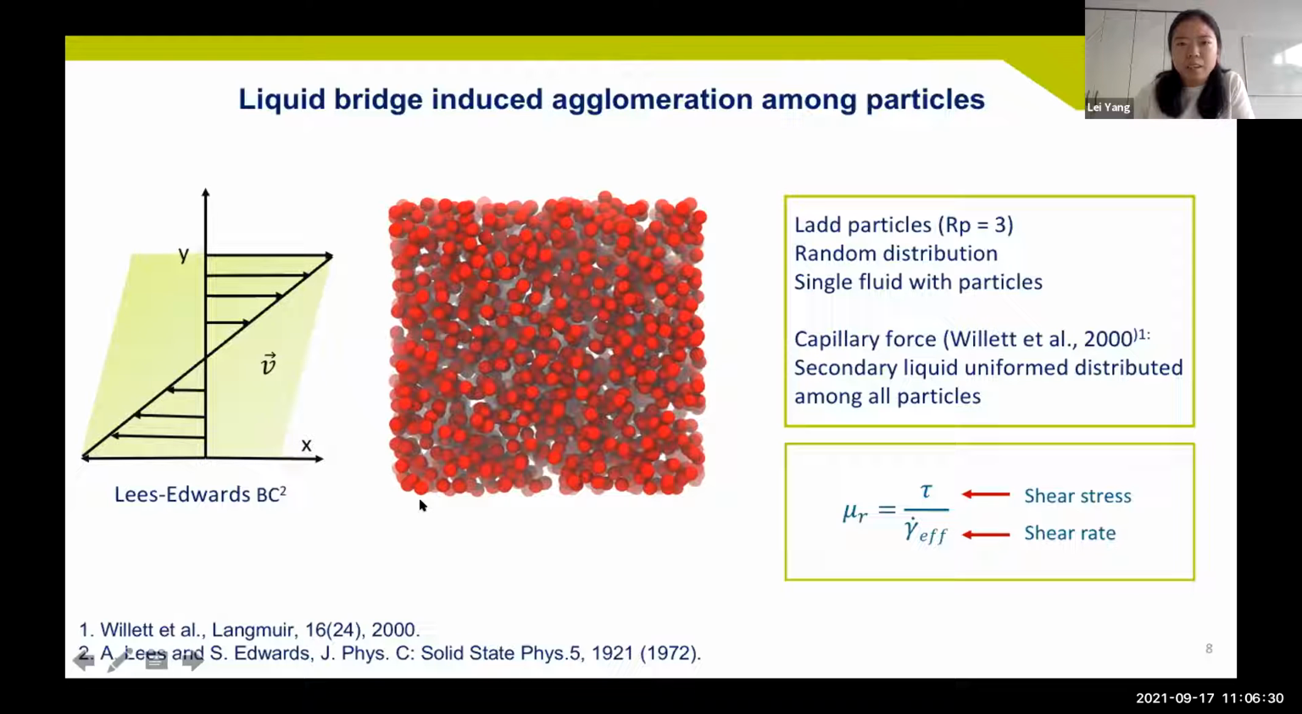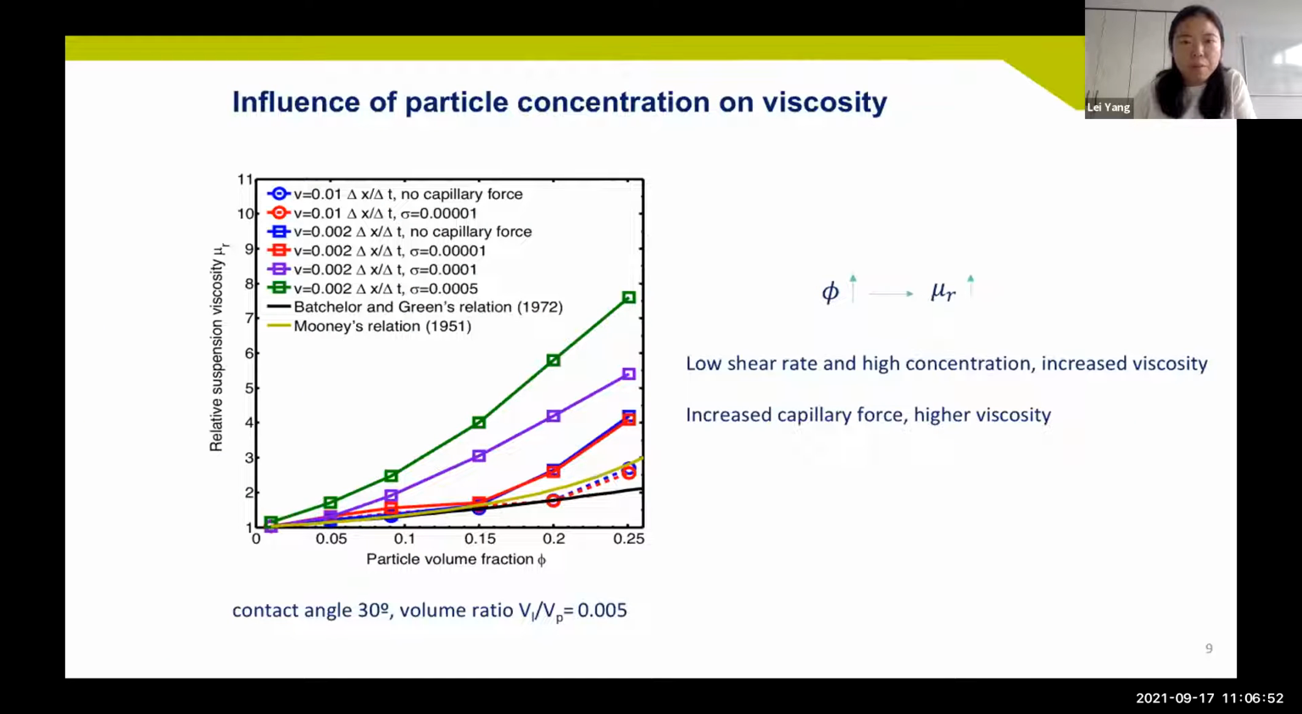Since we are interested in the rheological behavior of the suspension, we are interested in the relative suspension viscosity, which is obtained by measuring the shear stress of the system and the imposed shear rate. So we first look at the influence of particle concentration. From the figure, we can see that at low capillary interaction and also without capillary interaction, which are the dashed lines with circles, our measured relative viscosity matches quite well with theoretical models from Batchelor and Green.